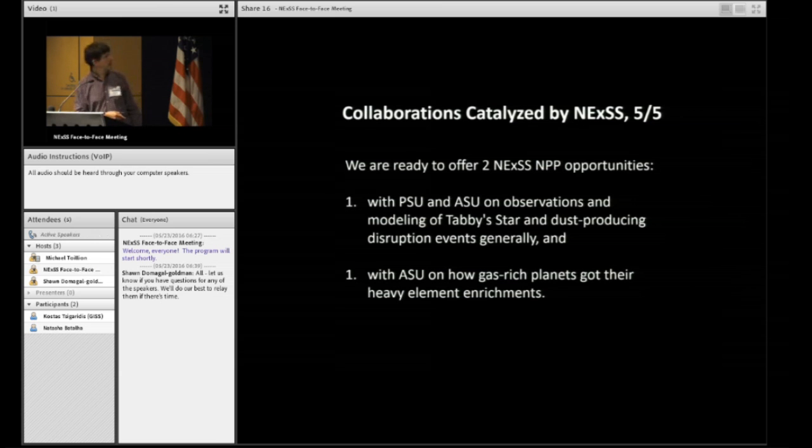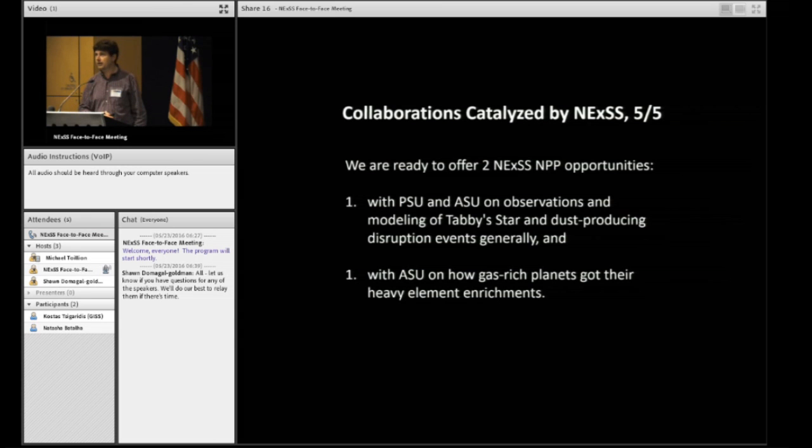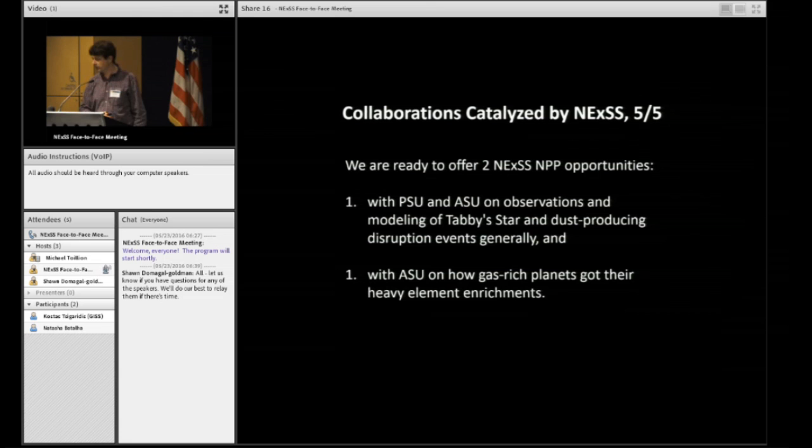And then the second NPP position is jointly between JPL and Arizona State on looking at how gas-rich planets got their heavy element enrichments relative to their stars.